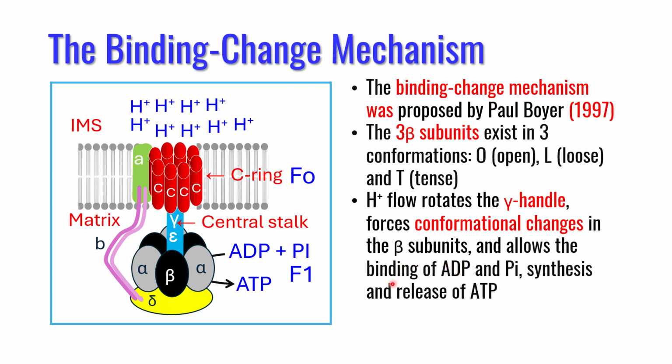A full 360-degree rotation of gamma handle produces 3 ATP molecules, or you can say 1 ATP molecule per beta subunit. This means that every 120-degree rotation generates 1 ATP. In the next slide, we will explore these conformational changes in one complete rotation of 360 degrees.